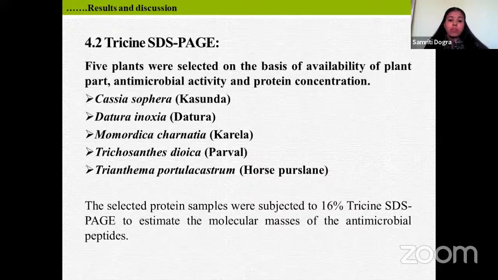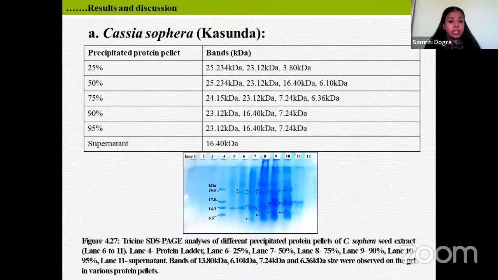Out of 13, I selected the five plants on the basis of availability of plant plots, which is a limitation factor. You are not able to get a plant from the field, from the vegetable of the same type again and again. So on the basis of that availability, antimicrobial peptide activity, and the protein concentration, these five plants were selected, which were subjected to 16% tricine gel to determine whether we get a band of less than 10 kilodaltons, which is desirable, or not.